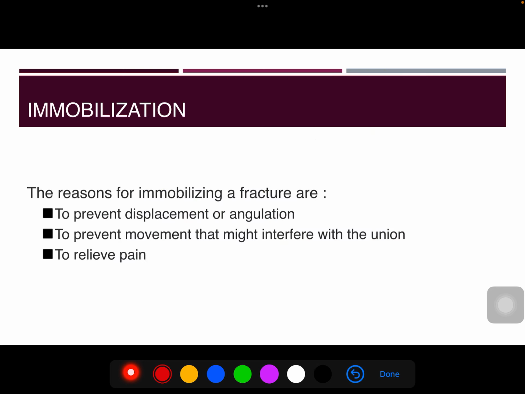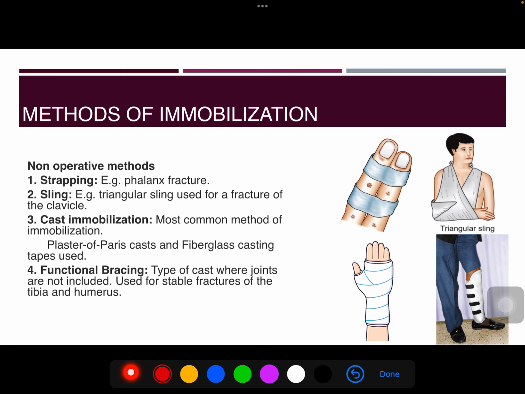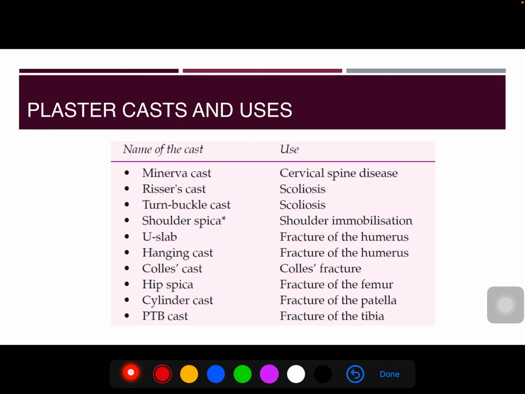So for the immobilization, the reasons for immobilizing a fracture are to prevent displacement or angulation, to prevent movement that might interfere with the union, and to relieve pain. So not all fractures need immobilization. We have to remember this. Methods of immobilization include strapping, sling, cast immobilization, where plaster of Paris and fiberglass casting tapes are used, and functional bracing can be used.